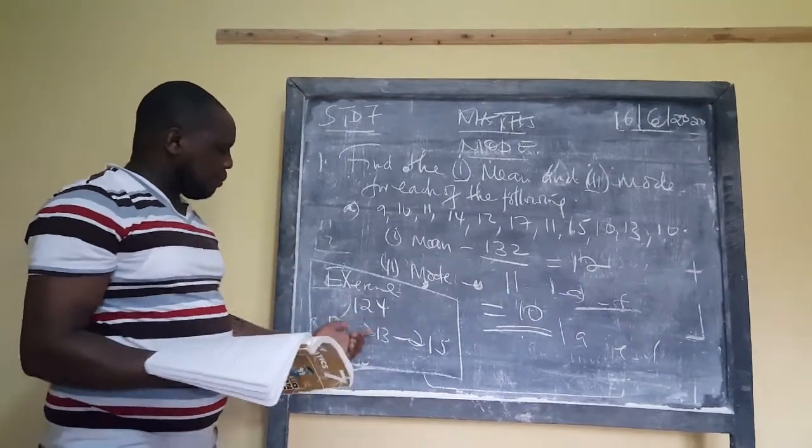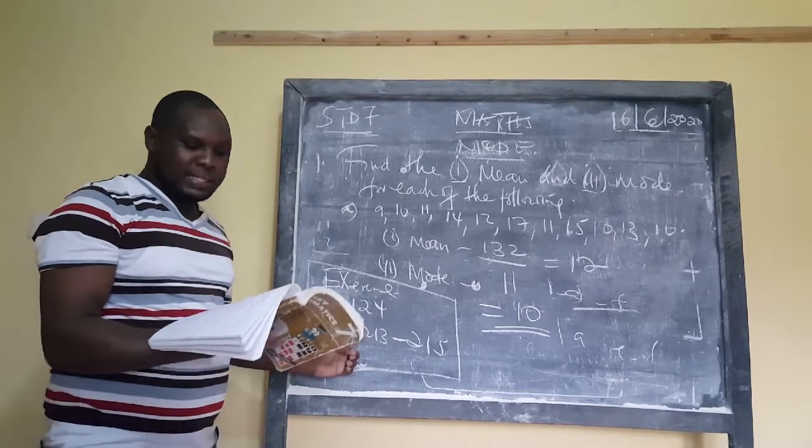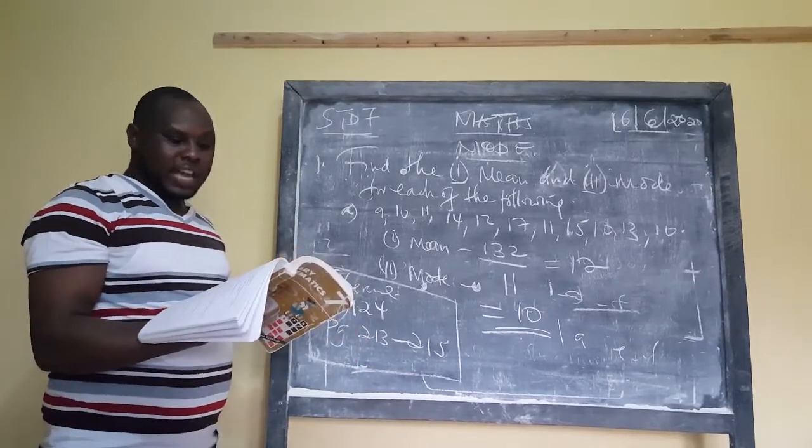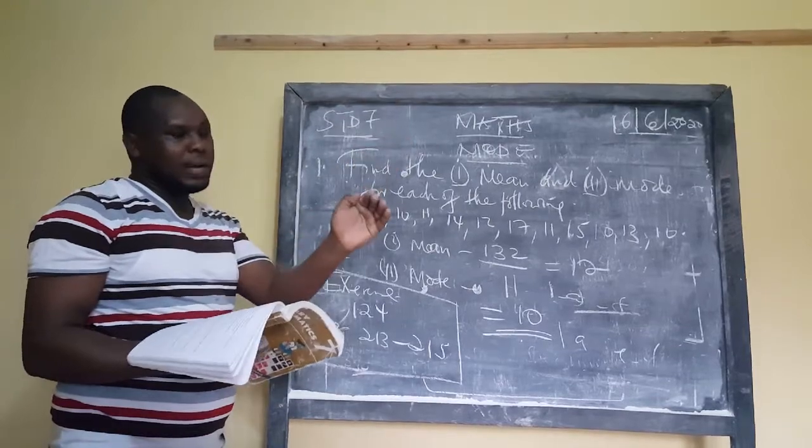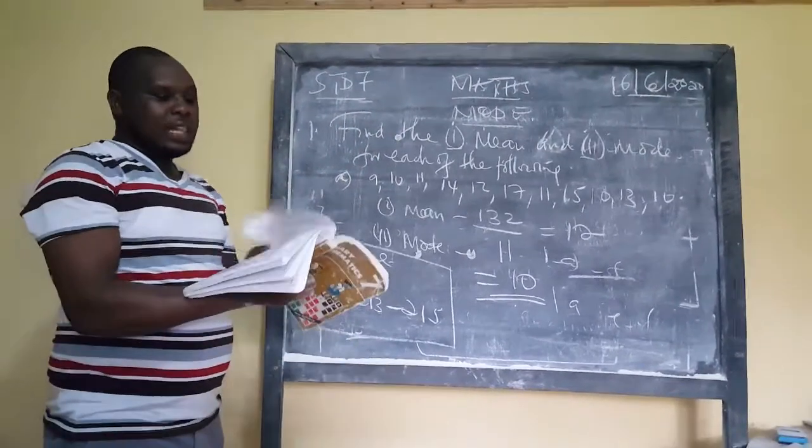So do from number 1 to number 10. Most of them have A, B, C. So I want to see those. Number 10, A, you have calculated, B, you have calculated. And that's the way to go.